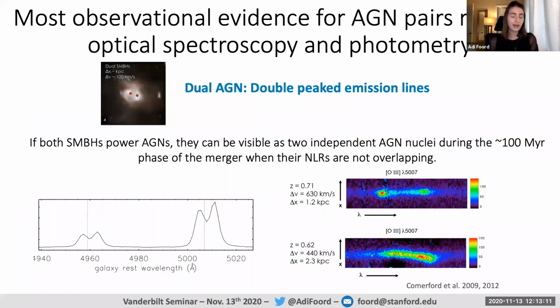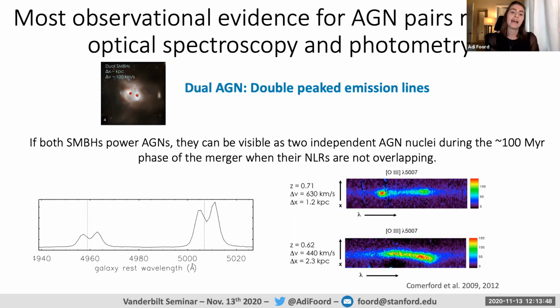So most observational evidence for AGN pairs relies on optical spectroscopy and photometry. And one of the most popular detection techniques is searching for double peaked emission lines. So the idea behind this detection technique is if you have two galaxies, they're in the process of merging and they both host an AGN. If you take a spectrum of the system that includes both nuclei, you may expect to see this double peaked emission characteristic corresponding to emission associated with each respective narrow line region.